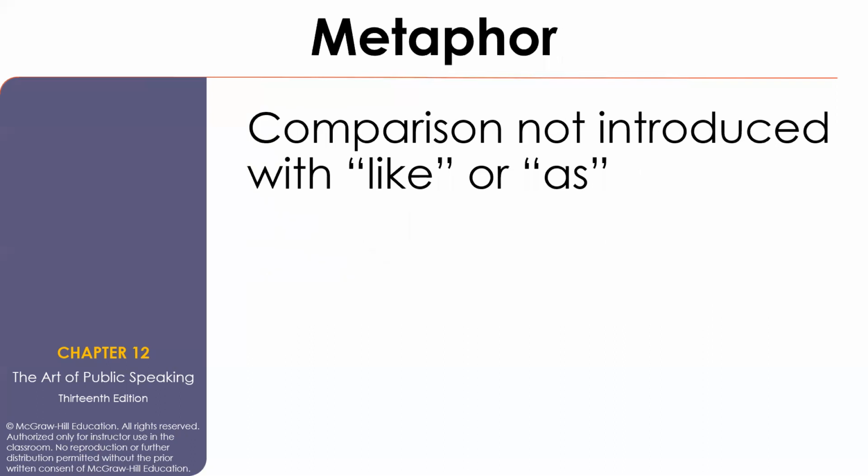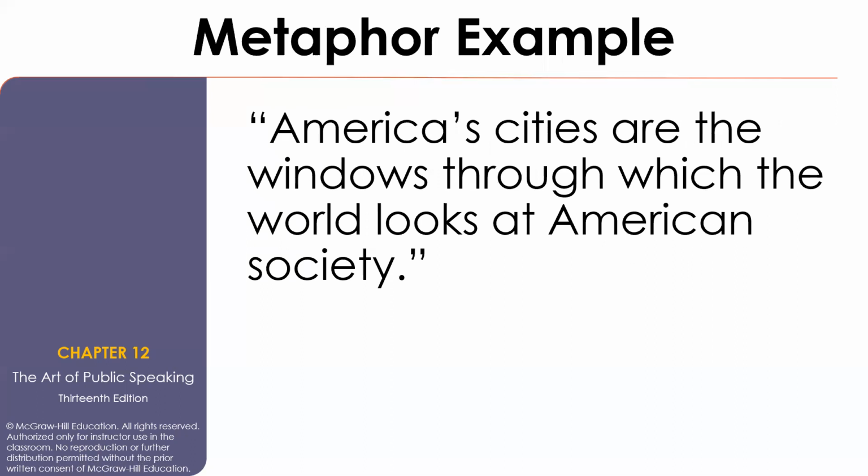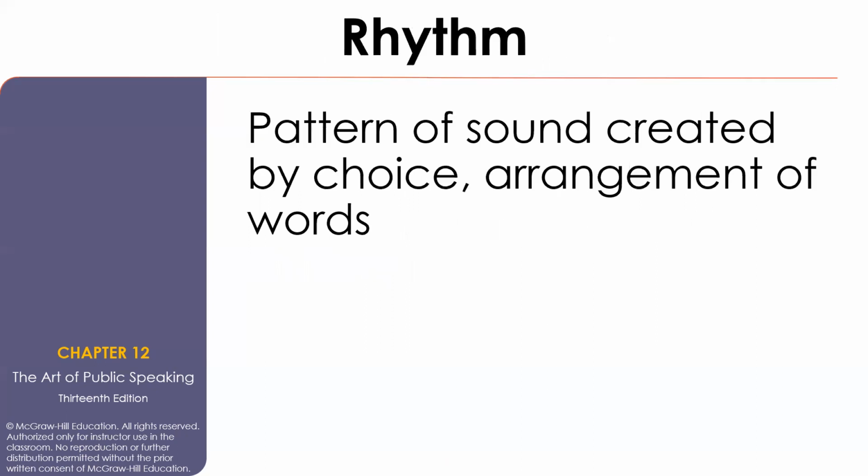A metaphor, on the other hand, is similar to a simile, but it's a comparison that doesn't introduce the words like or as. So an example: America's cities are the windows through which the world looks at American society. So we're using cities to describe windows or vice versa. There's still that comparison, but we're not using like or as.